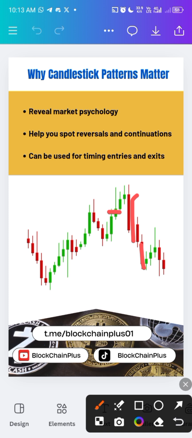Then it also helps you to spot reversal and continuation. So candlesticks help to spot reversal and continuation in the market. Now this market was going up.